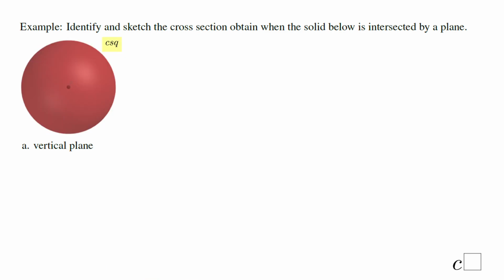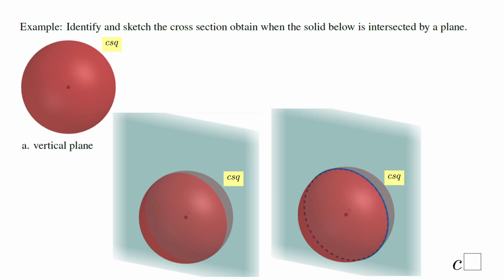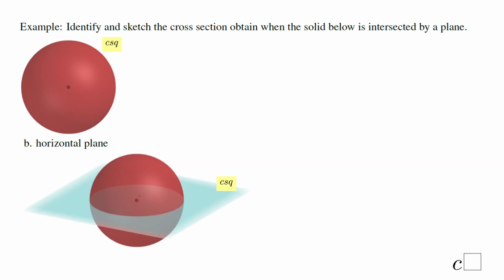And my last example in this short lesson is about the cross section that we have when a plane intersects a sphere. So we have a vertical plane like this one. In this case, what will be the cross section? It is a circle. Horizontal plane like this, it is a circle again.